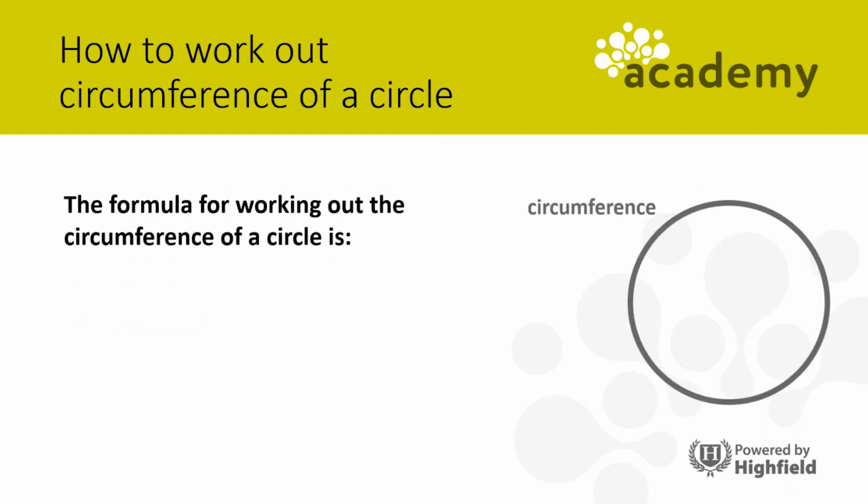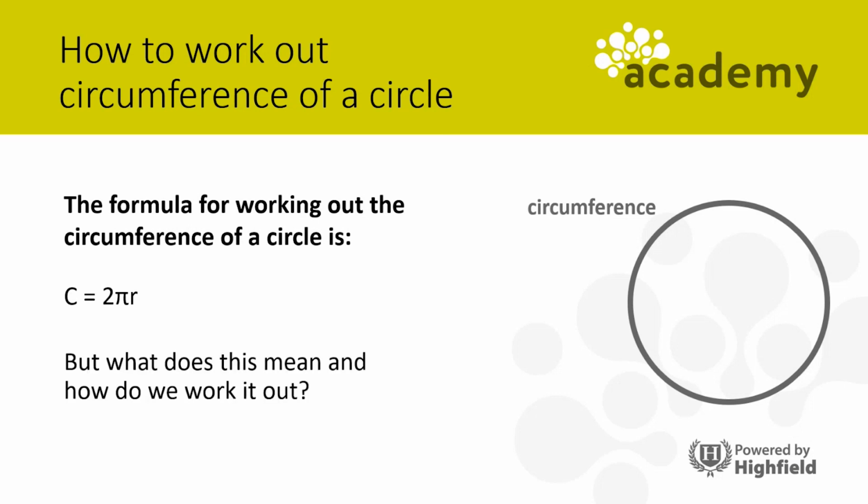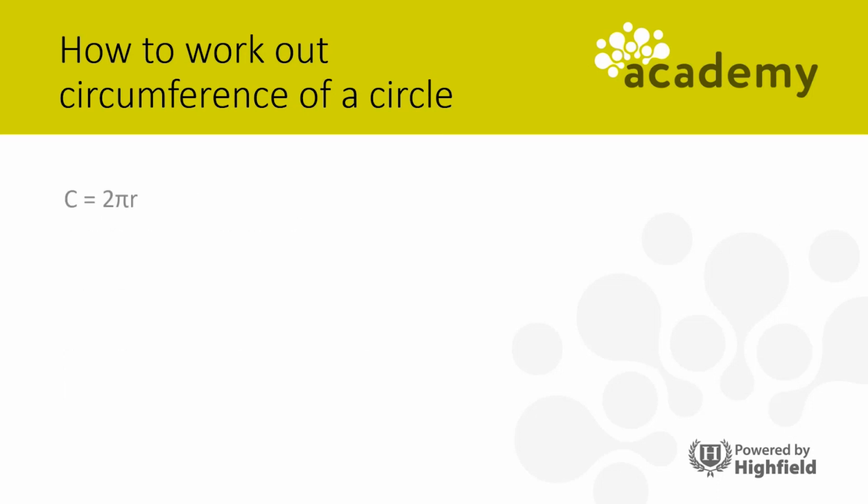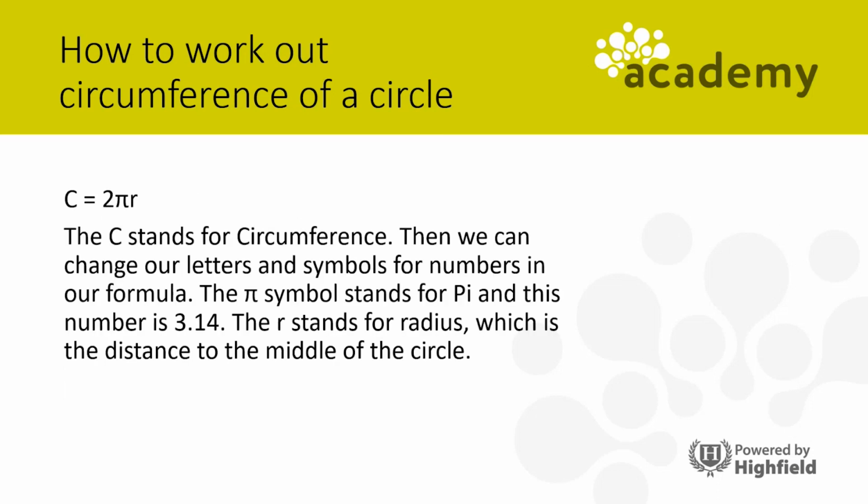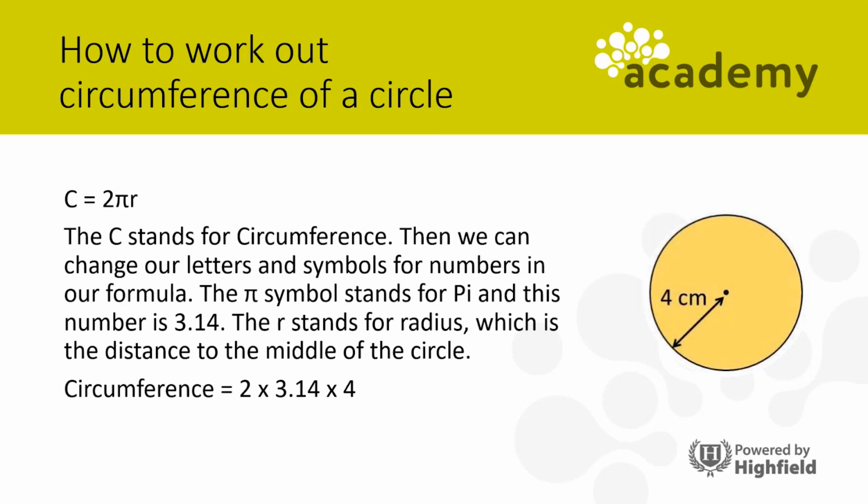The formula for working out the circumference of a circle is C equals 2 pi r. But what does this mean and how do we work it out? The C stands for circumference, and then we can change our letters and symbols for numbers in our formula. The symbol in the equation stands for pi, and this is 3.14. The r stands for the radius, which is the distance from the edge to the middle of the circle. In this example, the radius is 4 centimeters. So the circumference is 2 times 3.14 times 4. The circumference is 25.12 centimeters.